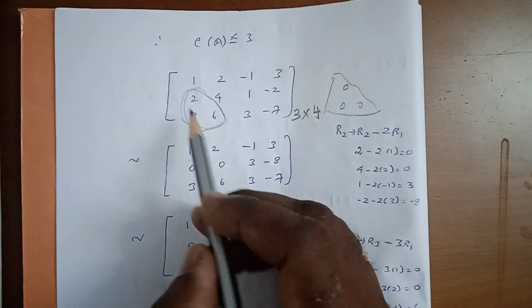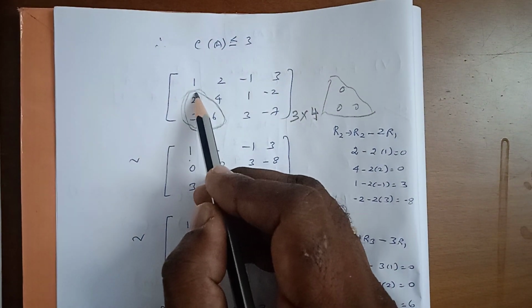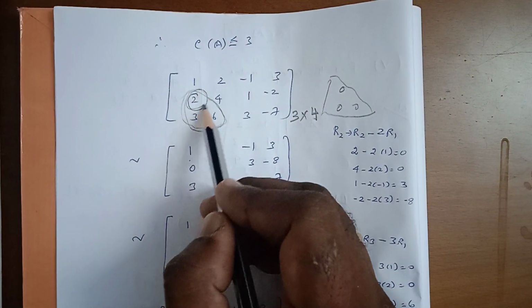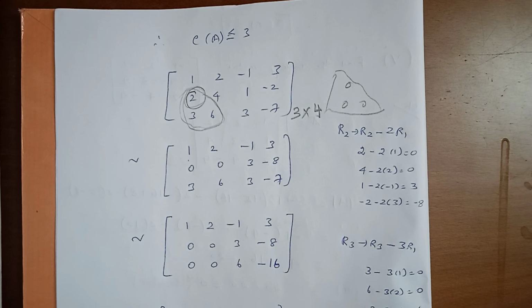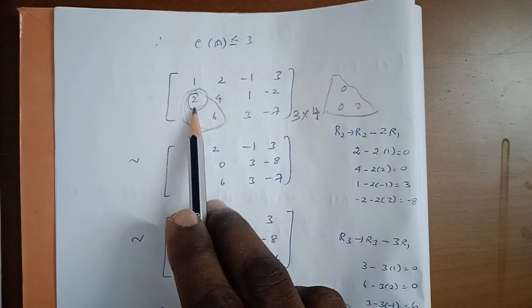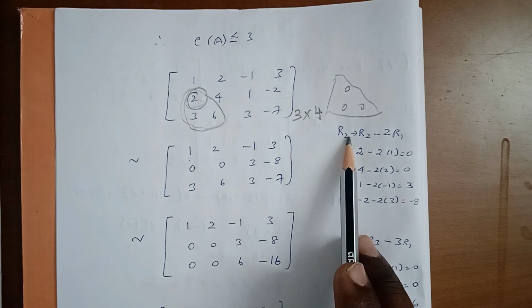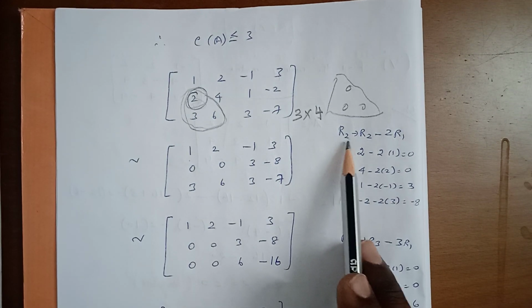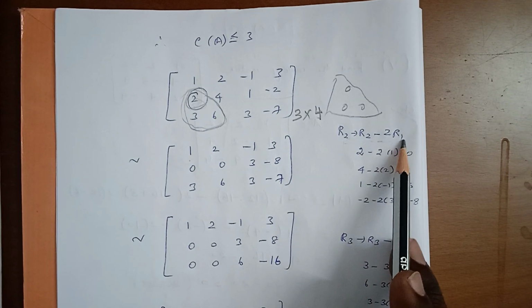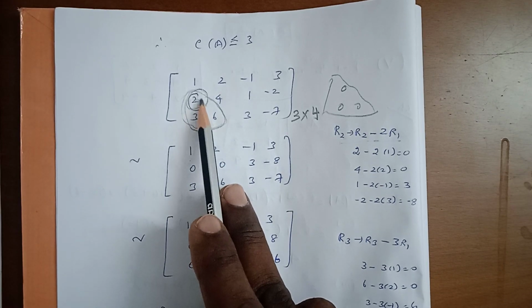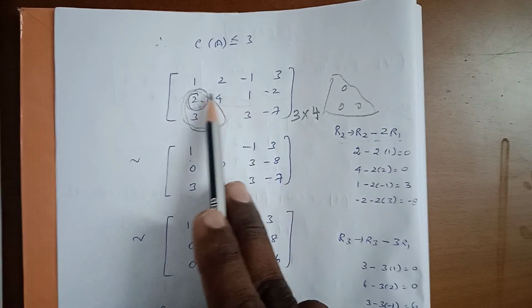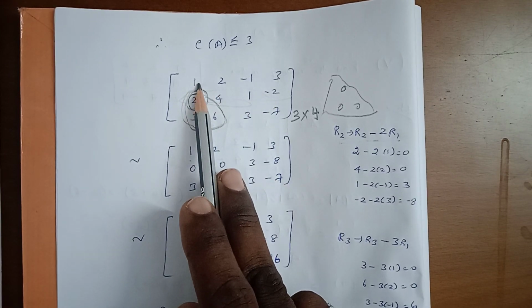So first we have to try to make this term become 0. The 2 in this place we have to make 0. So the second row is compared with the first row, and this term becomes 0. We have to apply the property only row-wise. R2 tends to R2 minus 2R1.